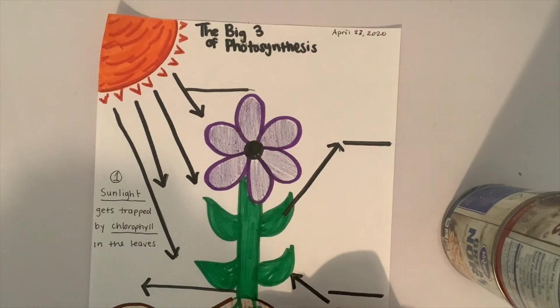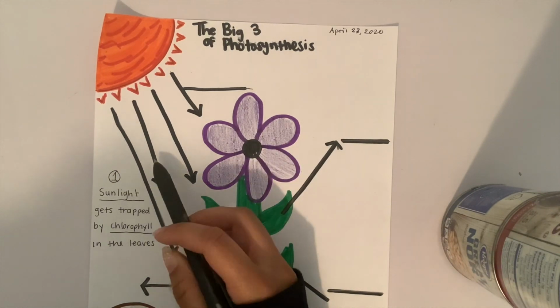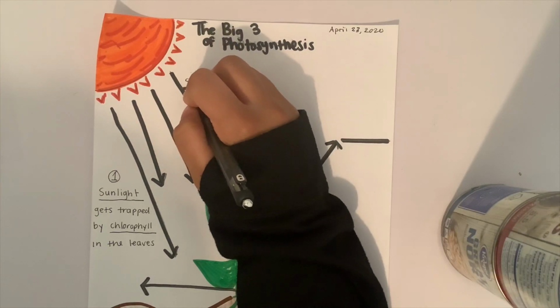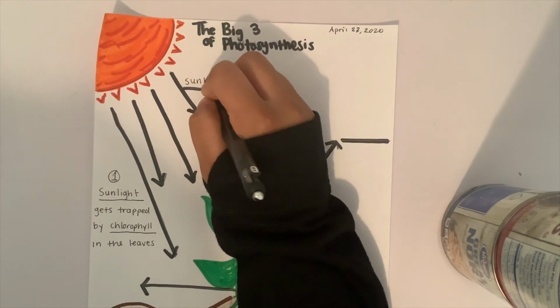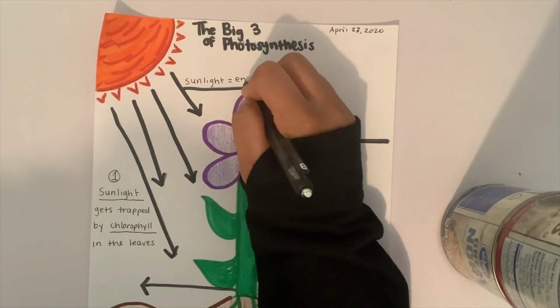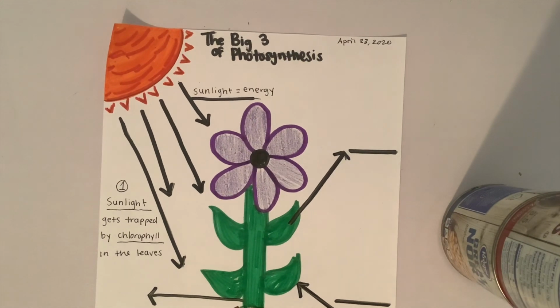All right, so now we know that sunlight gives the plant energy. So here, to help us remember, we're going to write sunlight equals energy. And we know that energy is power, right? All right, so now we have ingredient number 1. Let's move on to ingredient number 2.